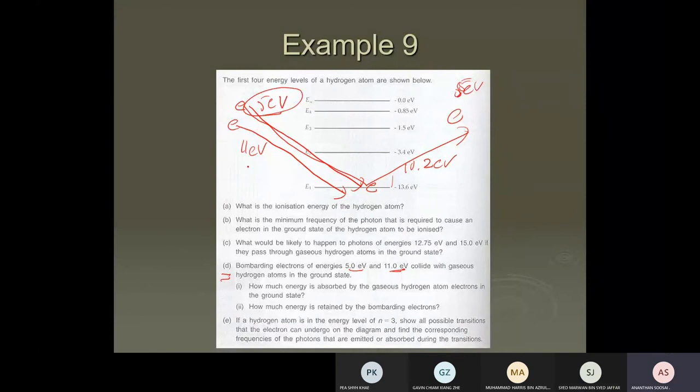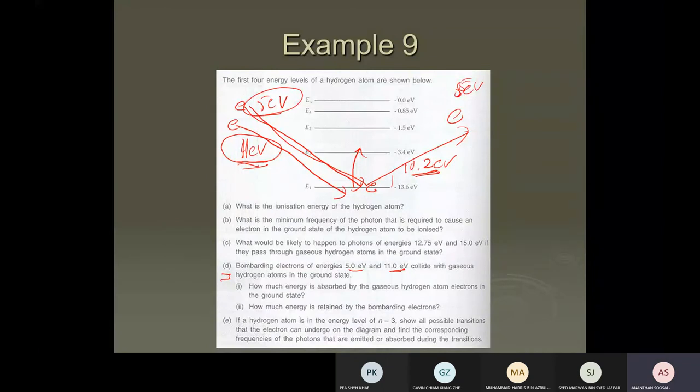Okay, now 11 eV. Is it going to absorb 11 eV? When an electron comes in with a kinetic energy of 11 eV, for this inner shell electron to go to the next level, you need 10.2 eV. But the incoming electron has 11 eV.